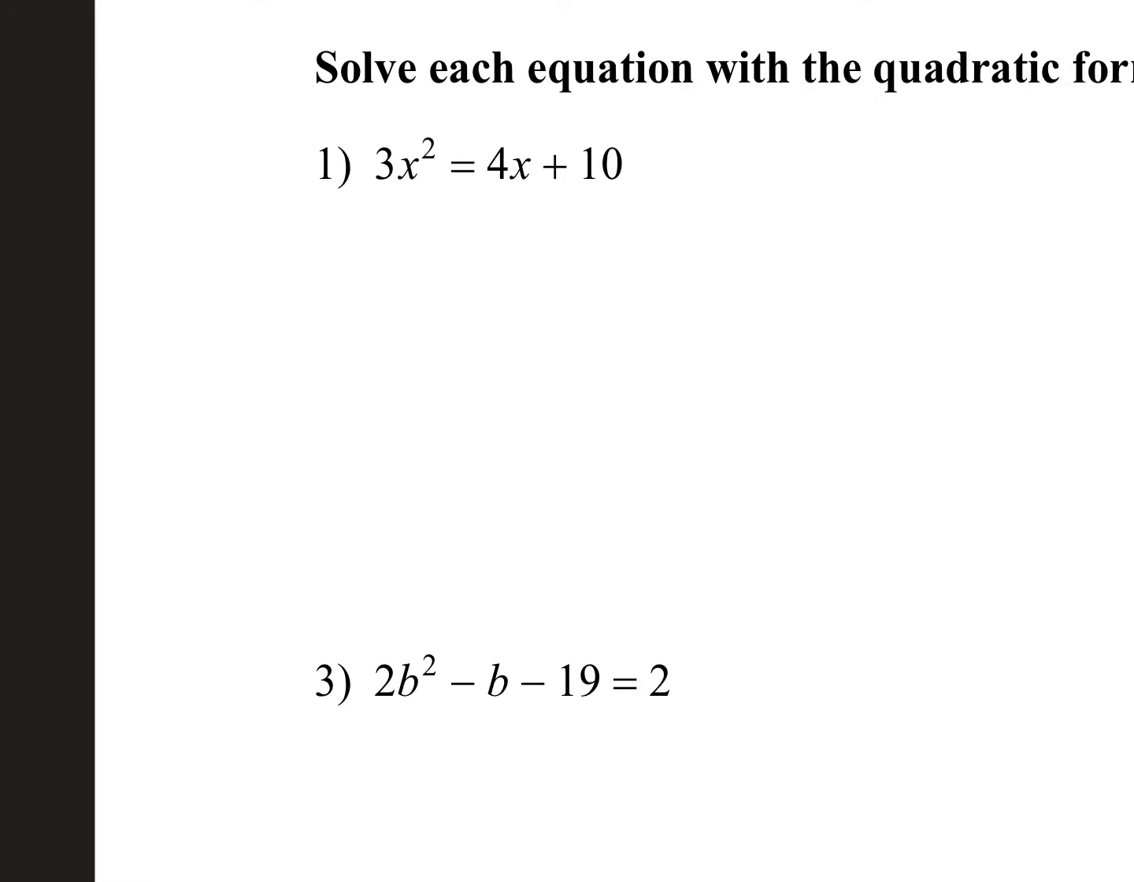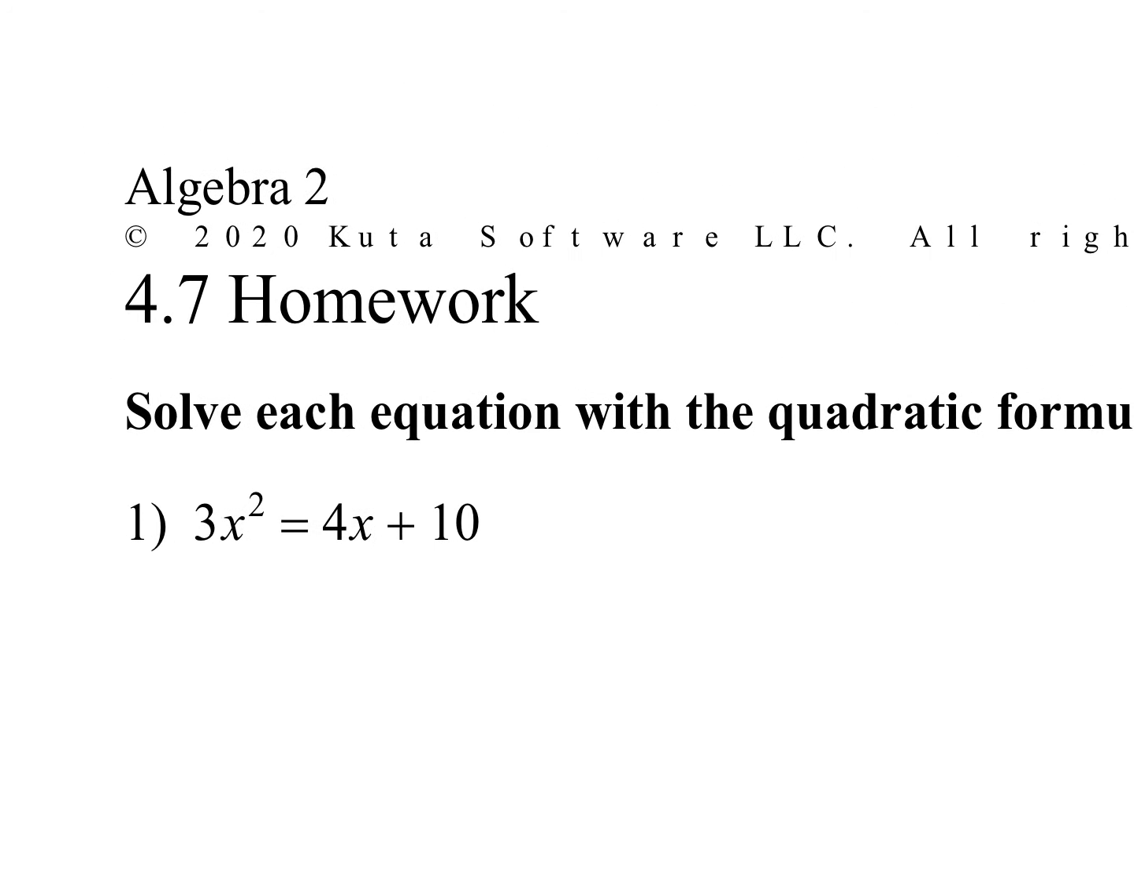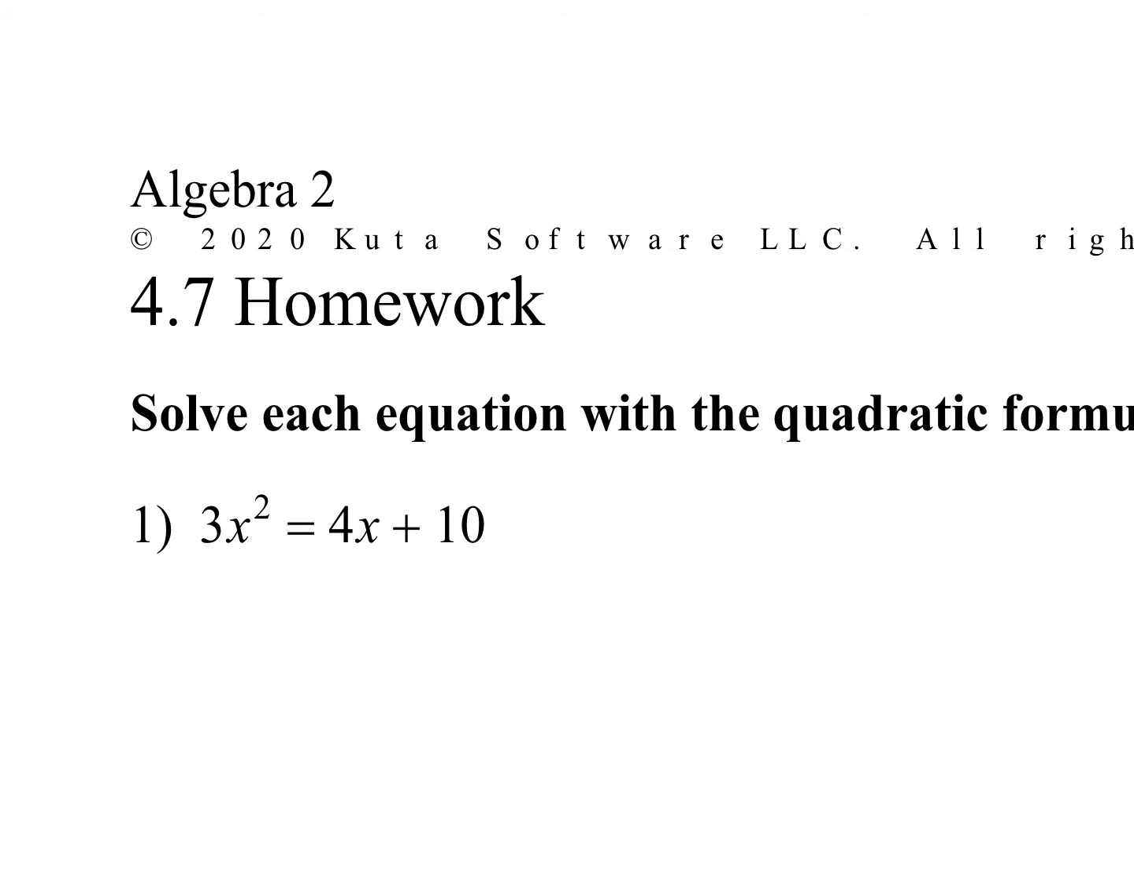All right, so we're going to do the odd ones. Looking at number 1, we have to solve with the quadratic formula. Anybody remember our quadratic formula? Negative b plus or minus the square root of b squared minus 4ac, over 2a.